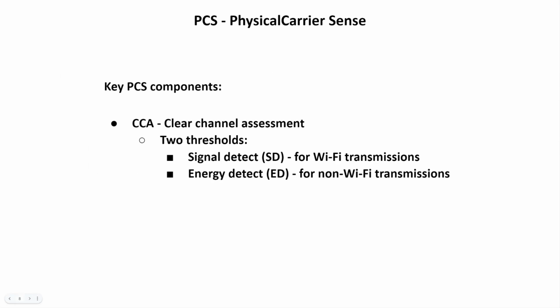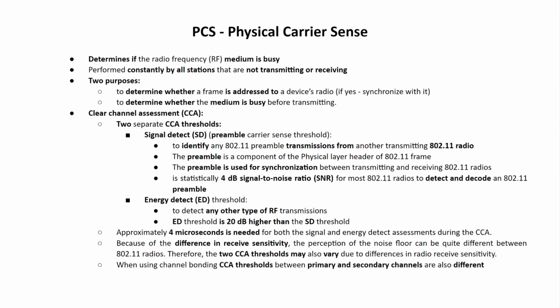PCS, Physical Carrier Sense. The main thing to remember about the PCS is the CCA procedure, Clear Channel Assessment, and two thresholds that are used in it, Signal Detect and Energy Detect. Physical Carrier Sense is performed by all devices not transmitting or processing a received frame. When a frame arrives at a receiver, the device determines whether the frame is addressed to it. If yes, then it synchronizes the parameters and analyzes all the fields of the frame. If it is not, it ignores it.